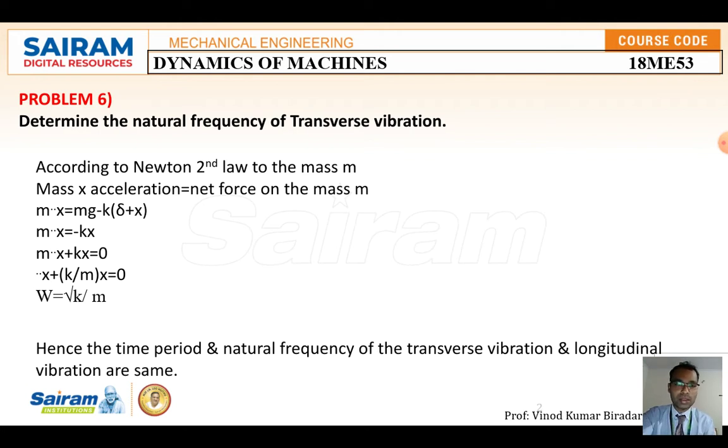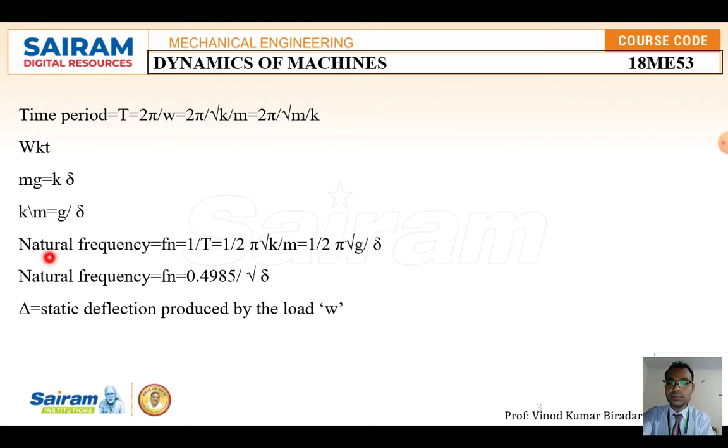Many times they may ask in the examination to determine the natural frequency of the transverse vibration. According to Newton's second law, mass times acceleration is equal to the net force. Substitute all the values and you are going to get the final value, that is, natural frequency is equal to 1 by 2 pi square root of g by delta. If you simplify this again, you get f_n is equal to 0.4985 divided by root delta. So this is the natural frequency.